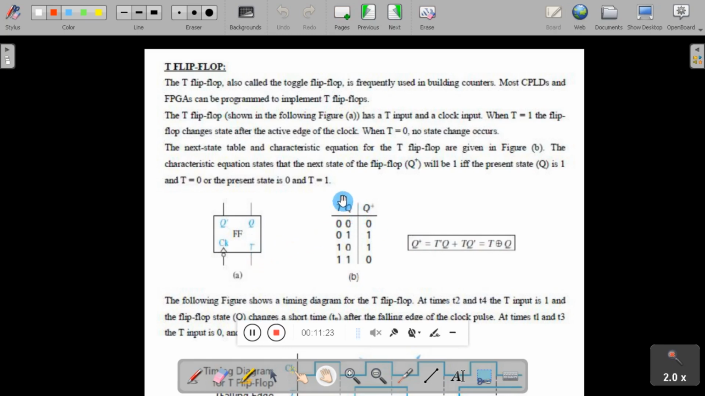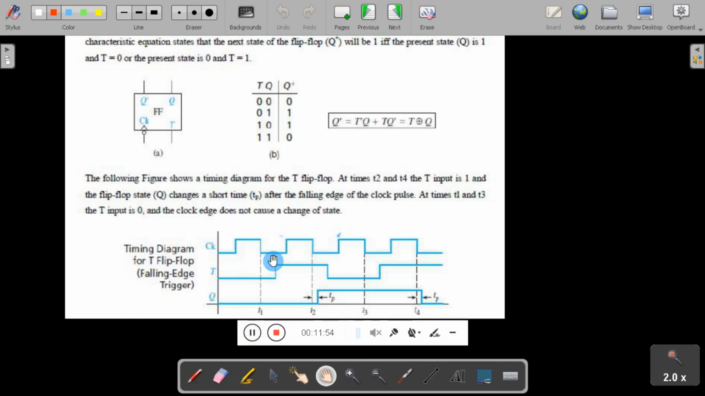So by using this truth table or transition table, we can derive the characteristic equation. This is the characteristic equation for the T flip-flop, and this is the block diagram for the T flip-flop, which has two inputs, T and clock, that is a falling edge of the clock, negative trigger edge clock, and Q is the output and Q bar is the complement of Q. So now we'll see the timing diagram for this one.